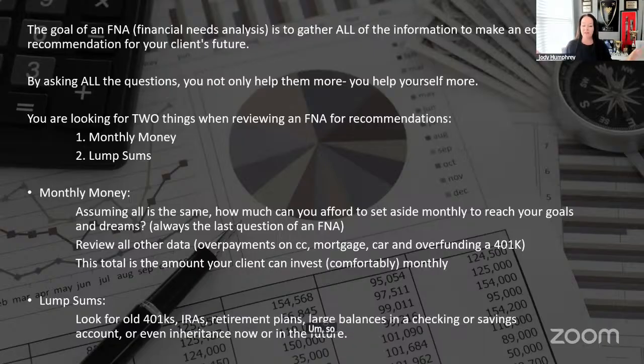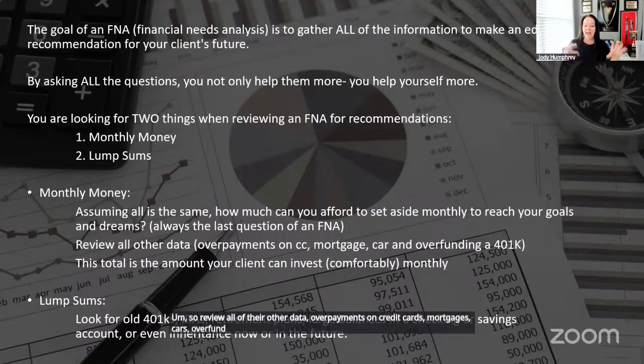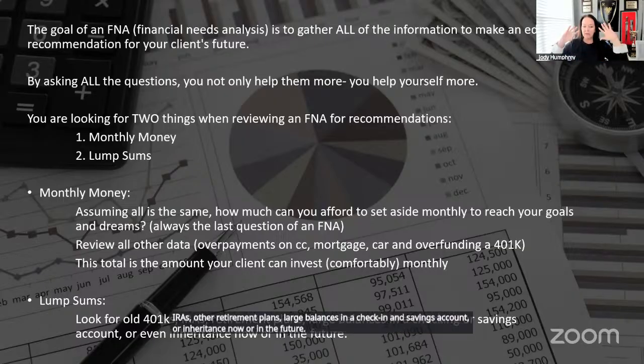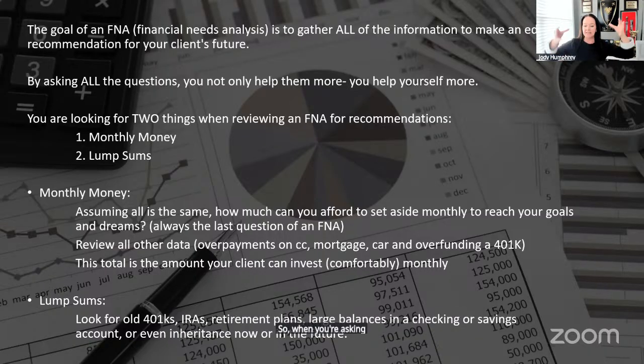So review all of their other data: overpayments on credit cards, mortgages, cars, overfunding of 401k. That's the total amount that your client can invest monthly, comfortably. We're just looking at everything on monthly money. What are lump sums? Lump sums are old 401ks, IRAs, other retirement plans, large balances in a checking and savings account, or inheritance now or in the future. So when you're analyzing this data, that's simply all you're looking for. How much monthly do I have that I can redirect? And what lump sums do I have that I might put somewhere differently?